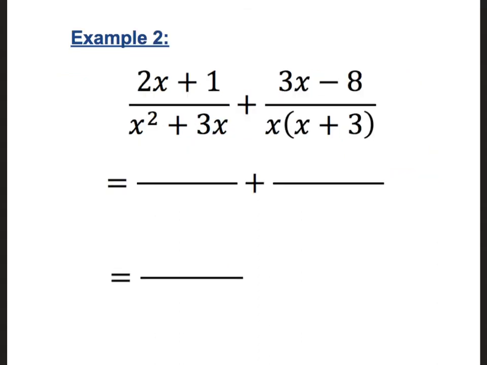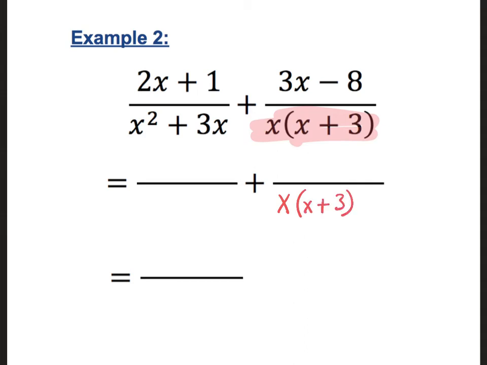All right, for my next one, we have 2x plus 1 divided by x squared plus 3x. And then we have plus 3x minus 8 divided by x times x plus 3. So the first thing I'm going to do is try to find a common denominator. Now notice that my second denominator, the second bottom of my fraction, is already factored. So that's great. That's probably what we're going to end up using. So we're going to do x times x plus 3.